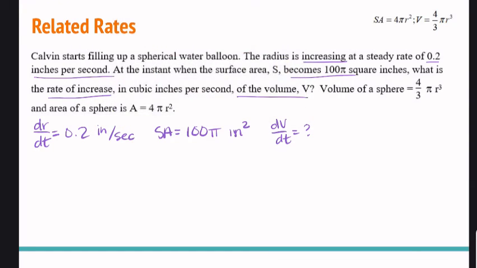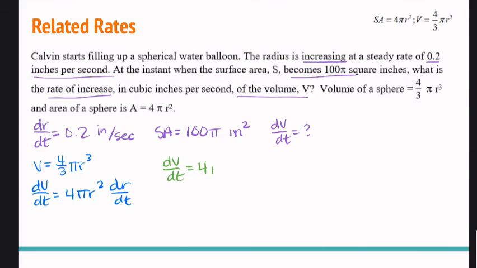Let's take blue. So if I need to know dv dt, I know volume is going to be 4/3 pi r to the third. So dv dt is going to be 4 pi r squared dr dt. So I know that much. Now, let's start plugging in what we know. So dv dt, what I'm trying to find, is 4 times pi. Now, they didn't give me the radius here. I have no idea what my radius is. But I do know that dr dt is 0.2 inches per second. Okay, so I know that much.